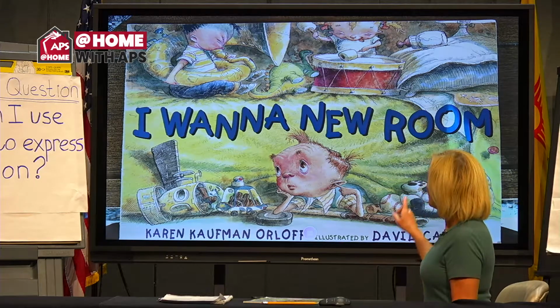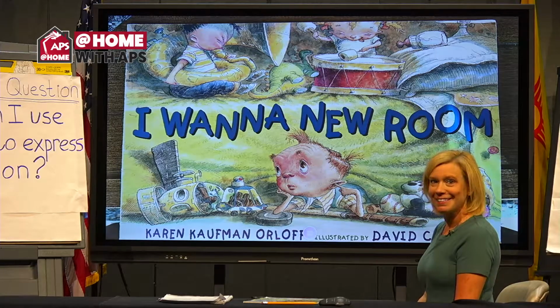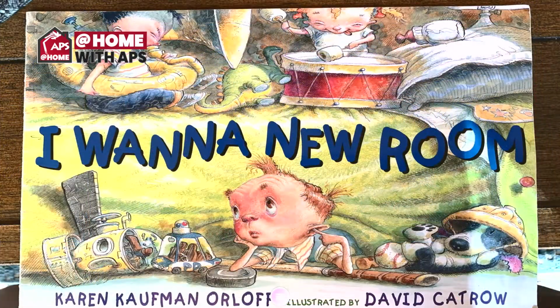We have in the middle our little boy named Alex, and we have some things around him. Do you see that little boy up in the corner? And then over here we have a little baby playing a drum. And then we have some toys. The book is titled, I Want a New Room. And it's by Karen Kaufman Orloff, and it's illustrated by David Kettram.